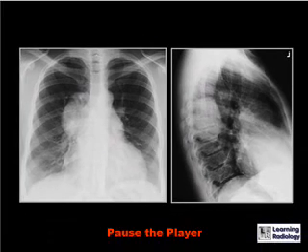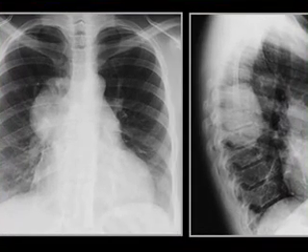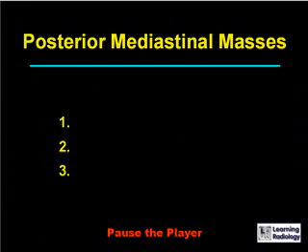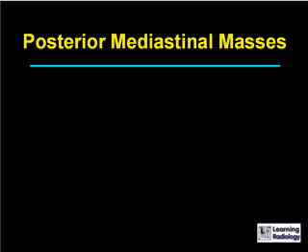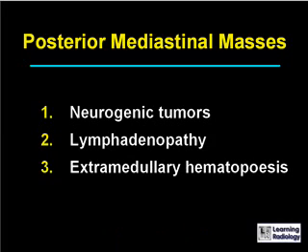Here's the next differential. Pause the player. The differential diagnosis is for a posterior mediastinal mass. There are 3 causes. Pause the player. The 3 main causes of a posterior mediastinal mass are neurogenic tumors, lymphadenopathy, or extramedullary hematopoiesis.